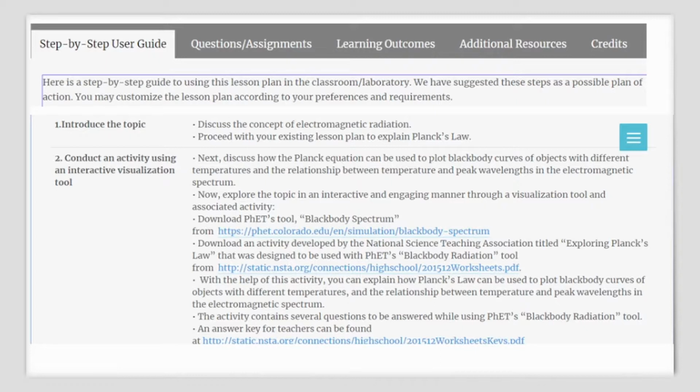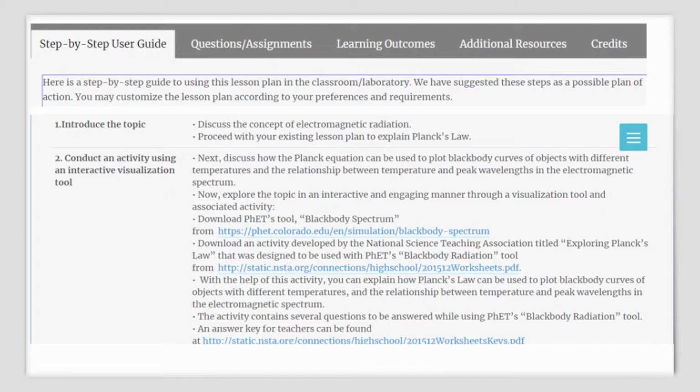This tool, developed by PHET, is titled Blackbody Spectrum and is available at the link shown here. You can also download an activity that has been developed by the National Science Teaching Association, which is titled Exploring Planck's Law, that was designed to be used with the PHET Blackbody Radiation tool.